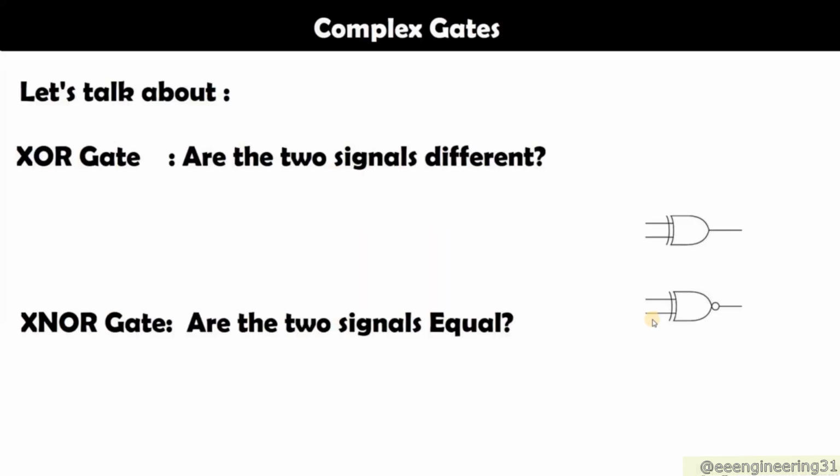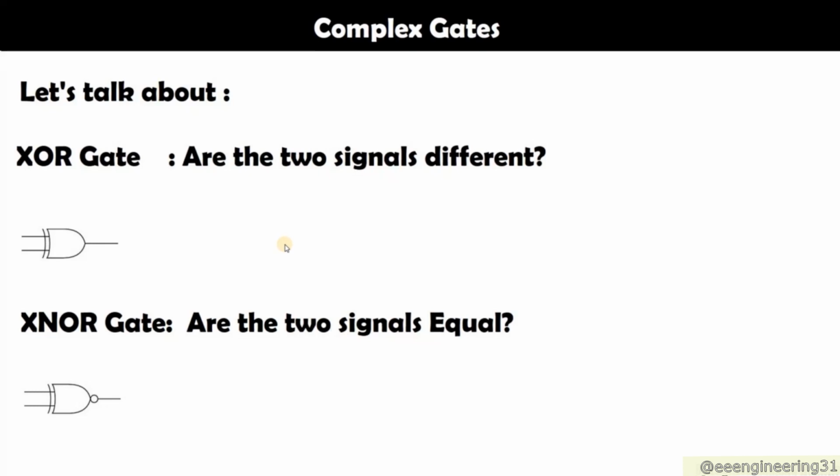Hello guys, and welcome back. Now we're going to talk about more complex gates, and we're going to see what their logic is and how they function. So we're going to talk about two different types of gates, the XOR gate and the XNOR gate.